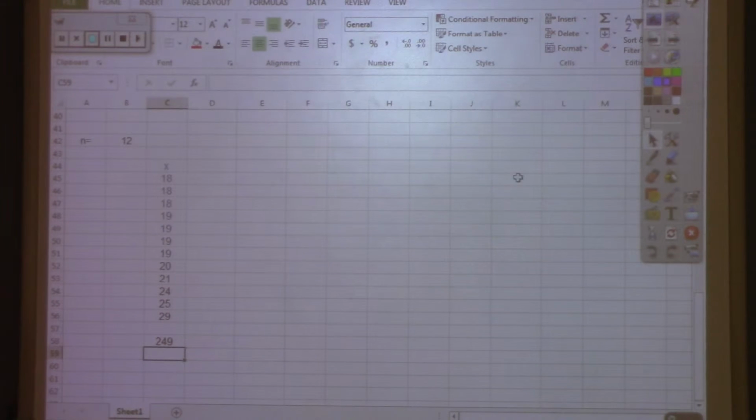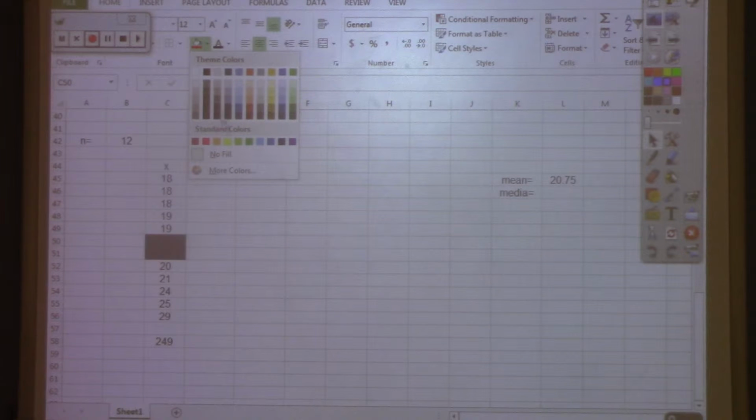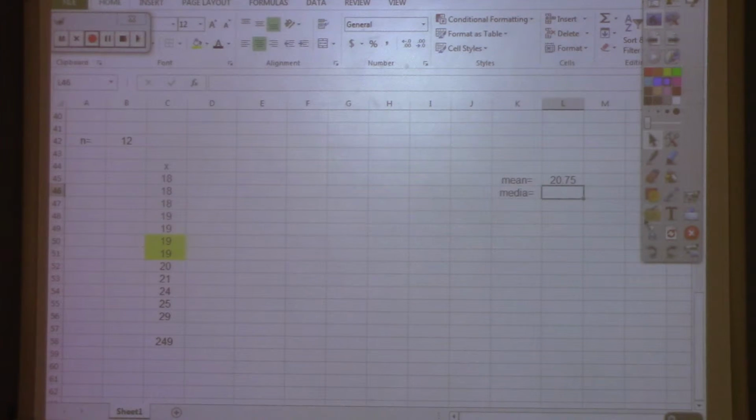That's that. And mean is equal to this number divided by that number. And median: is N even or odd? Even, so that means we've got to count 5 up and 5 down, right? 5 up: 1, 2, 3, 4, 5, and there's our two numbers, which are what? 19. I'll give y'all a hint. The average of 19 and 19 is 19.